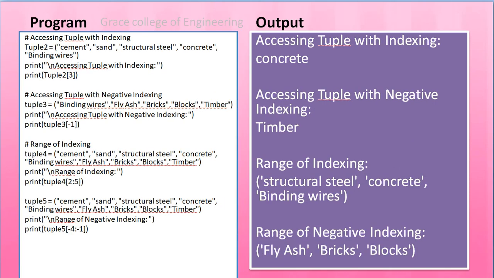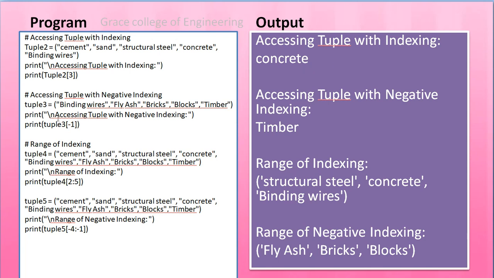The next, how to access the tuple with indexing. So the tuple is created, then print tuple of 3 based on the index. Index always starts from 0. So the third index is concrete. It will be printed in the output screen.